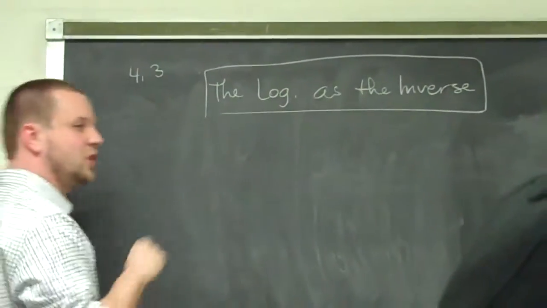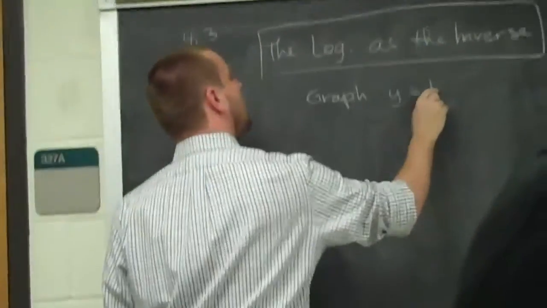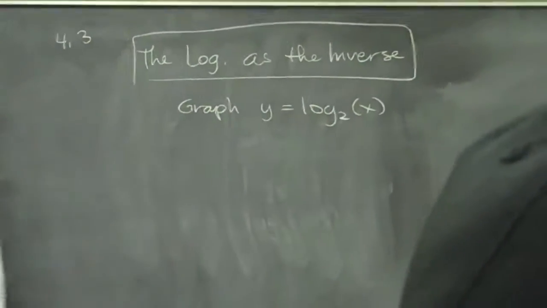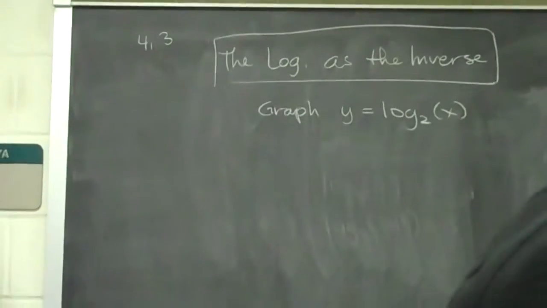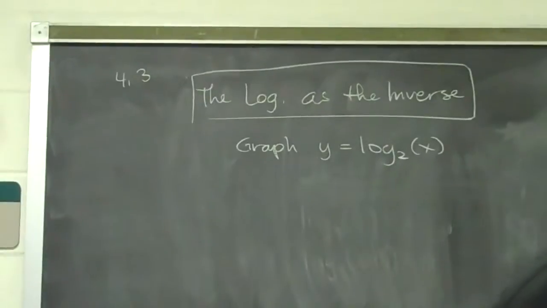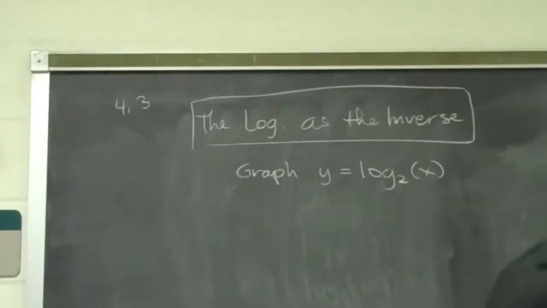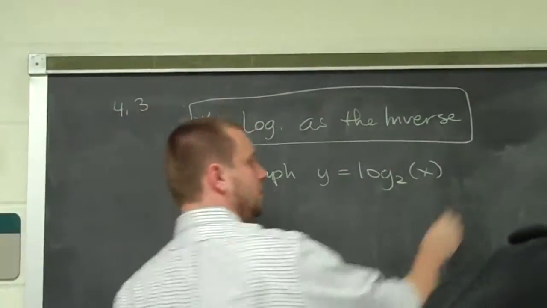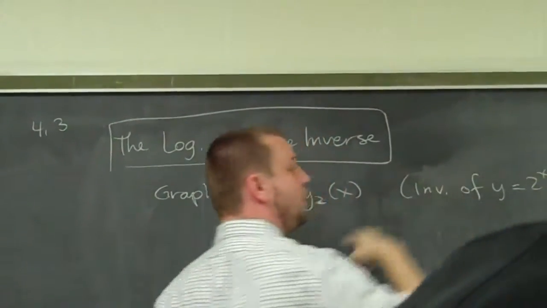We are going to start with the graph. And we're going to try and figure out what y equals the log base 2 of x looks like. So the log base 2 of x is by definition the inverse of which function? This is the inverse of y equals 2 to the x. Now we know what this guy looks like, right?